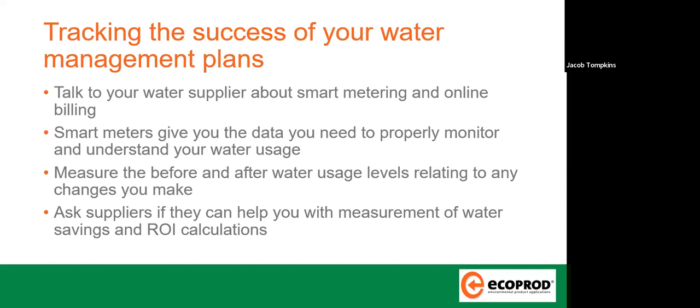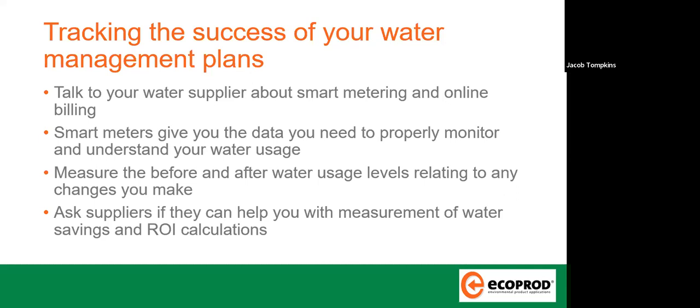So tracking the success, as we said before. How do you know how much water you're using? Well, there's options for smart metering, online billing, all those sorts of things. Smart meters and the intelligent water management systems we talked about before will enable you to monitor and understand your water usage, so you know where you're using water and what the cost is associated with that. It will also enable you to see how much water you're saving by putting in these different measures.